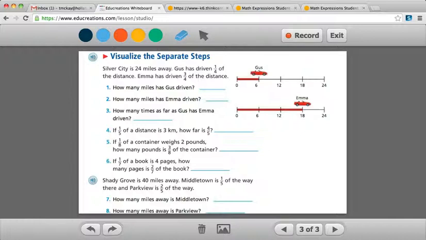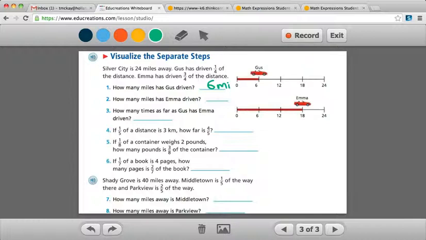Now, how many miles has Gus driven? Well, if we go right here, he's gone from 0 to 6. So Gus has driven 6 miles so far. So maybe we can get that in there, 6. Don't forget to put your label, 6 miles.